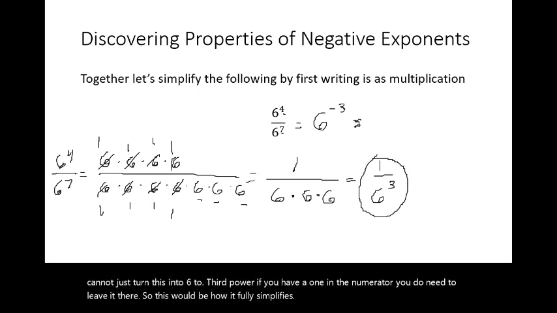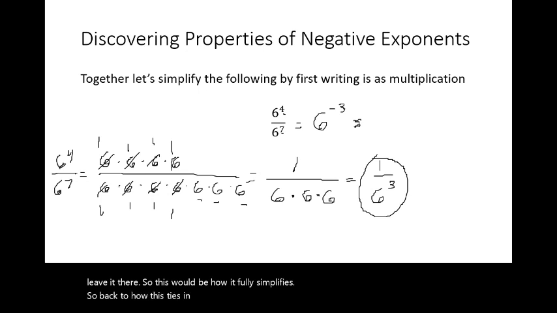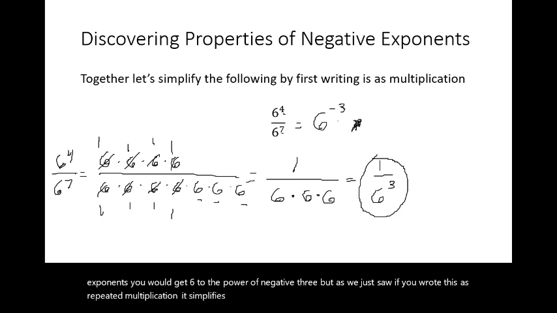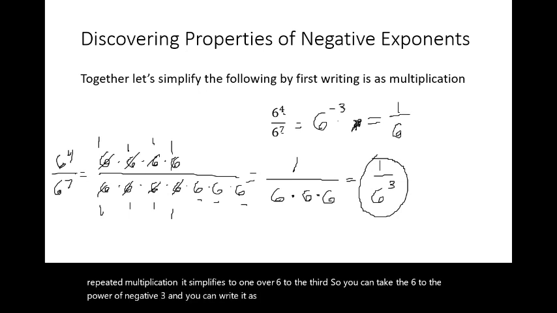So back to how this ties in with negative exponents. If you were to use the quotient rule for exponents, you would get 6 to the power of negative 3. But as we just saw, if you wrote this as repeated multiplication, it simplifies to 1 over 6 to the third. So you can take this 6 to the power of negative 3, and you can write it as 1 over 6 to the power 3. Notice how this exponent here is a positive 3.